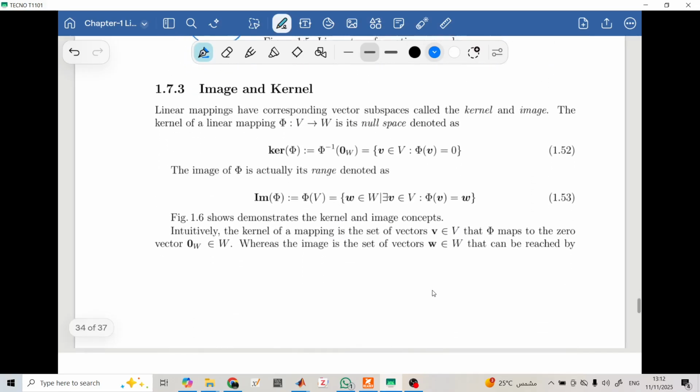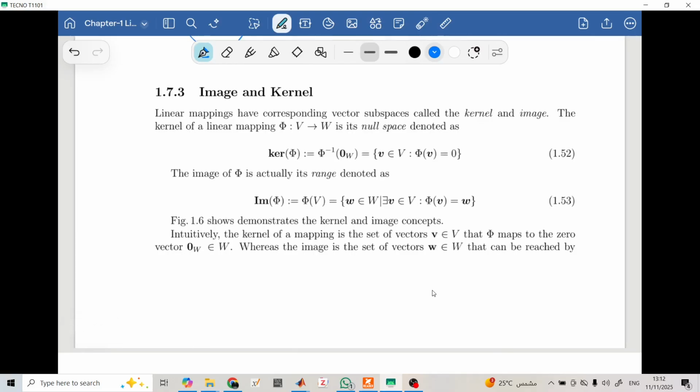Now we move on to discussing images and kernels of mapping, especially linear mappings. Let's talk about the simple one first. The image is the output, the range of the mapping, whereas the kernel is the null space of the mapping, meaning the null space and the range are defined differently. The range is the output of the mapping, the result of the mapping here.